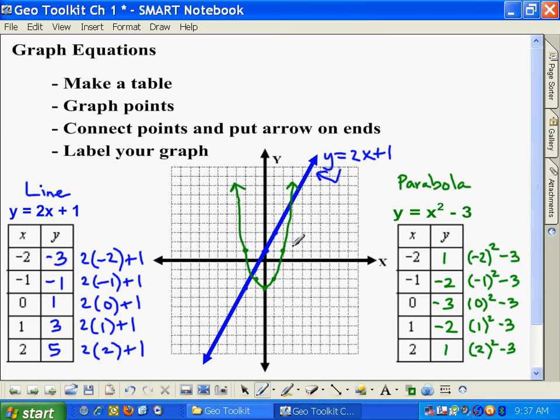There's your basic graph. And then once again, go ahead and label it. It's okay if you do more than one graph on the same axis. So y equals x squared minus 3. If you do more than one graph, then definitely make sure you label each of your graphs. So that's the basics. Just make a table, graph the points, connect them, and label your graph.